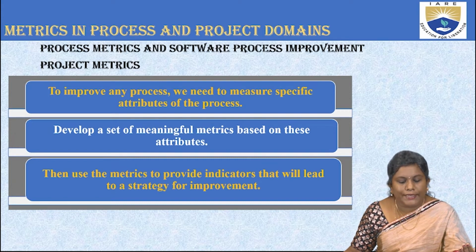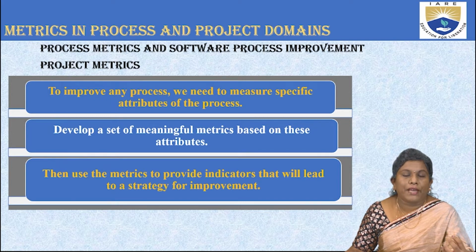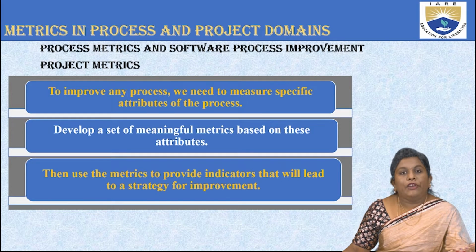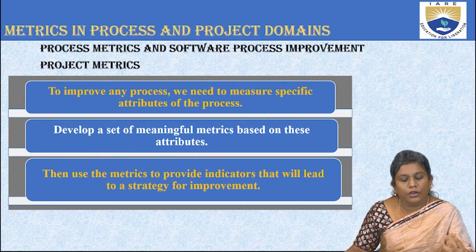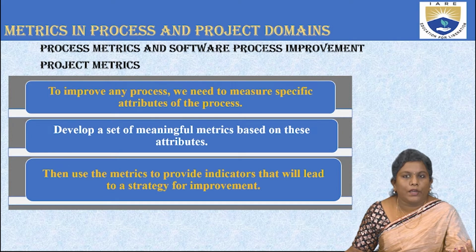Coming to the second point, that is trying to develop a meaningful metrics based on the attributes that have been stated. And finally, we use these metrics as indicators. Why are these used as indicators? So that knowing the values of these metrics or measures, you can improve the software quality, or in the process of improvement, these indicators will help us.